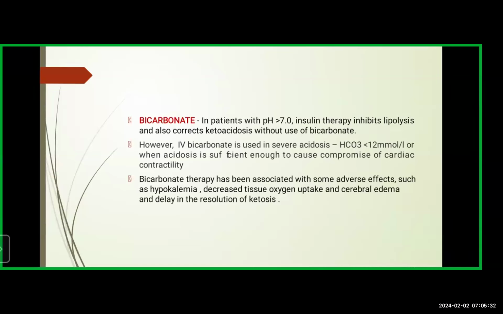Now, even bicarbonate is routinely not given because when insulin therapy is instituted, it inhibits lipolysis and also corrects the ketoacidosis. However, when ketoacidosis is severe and there's cardiac compromise, intravenous bicarbonate is instituted. And this therapy has some side effects such as hypokalemia and cerebral edema.